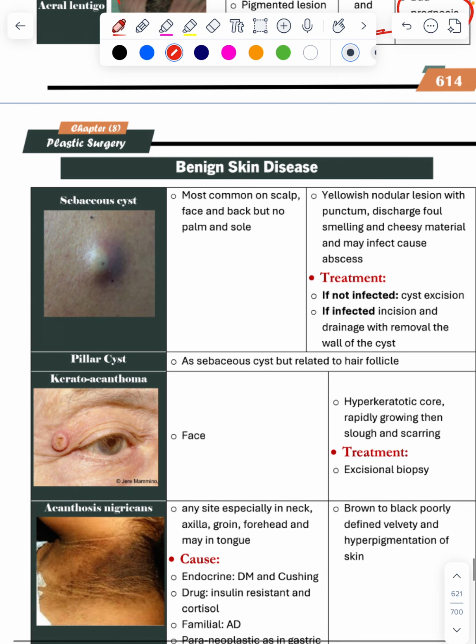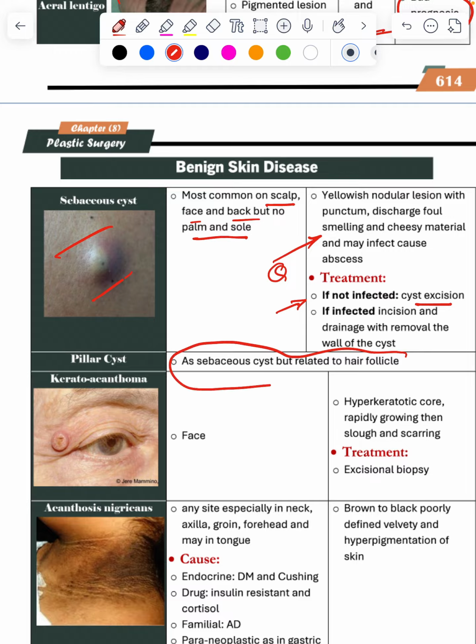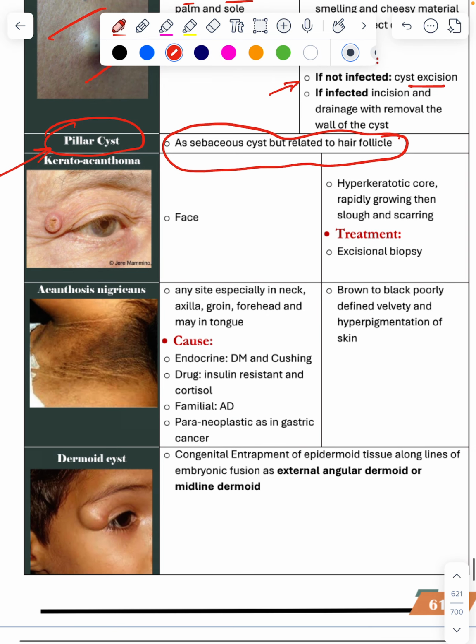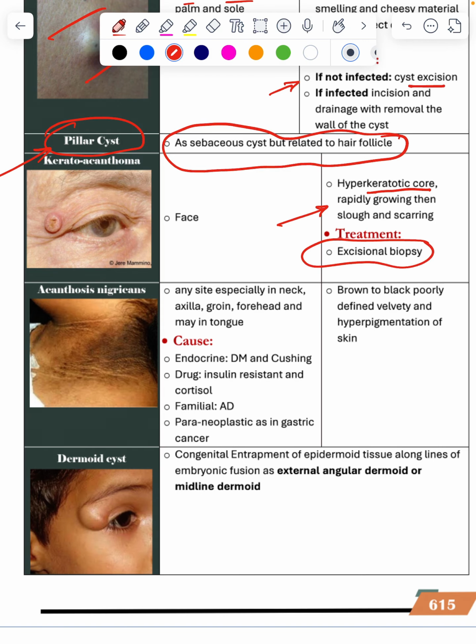Benign skin diseases: sebaceous cyst, you see the punctum. Scalp is common, also face, back, not palm and sole. Nodular lesion, foul smelling discharge and cheesy material. If not infected, excision. If infected, drainage. When you see hair follicle, it is a pilar cyst. Keratoacanthoma on the face: there is a hyperkeratotic core, rapidly growing and sloughing off, growing and vanishing. So excision is there. It is benign.